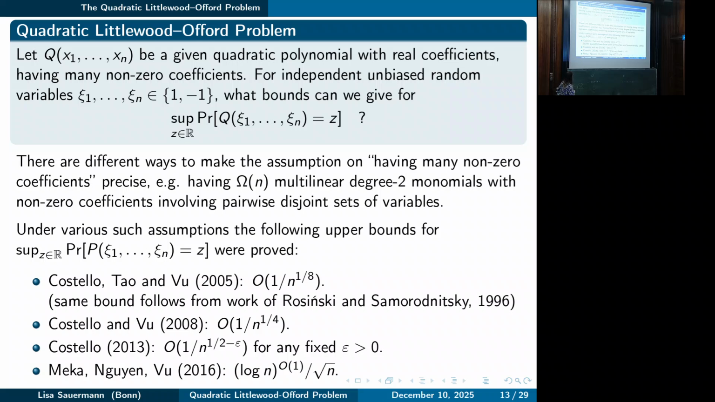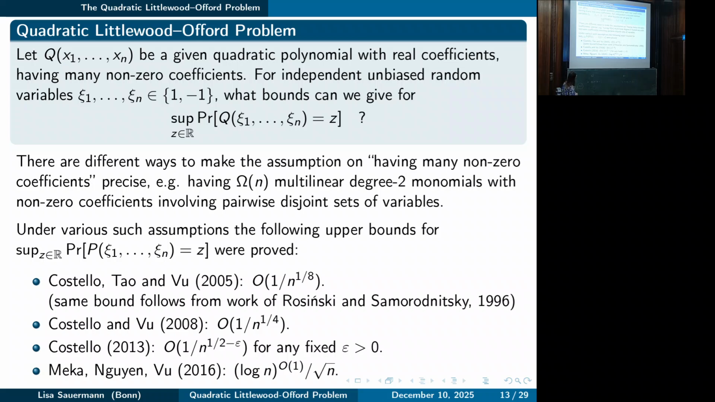Under various such assumptions, the following upper bounds for this problem were proved. First, Costello, Tao, and Vu, when they originally started looking at this problem in the context of discrete random matrix theory problems, proved a bound of a constant times 1 over n to the 1/8. That's still polynomial in shape, but in some sense quite a bit away from the 1 over square root n that one would expect.